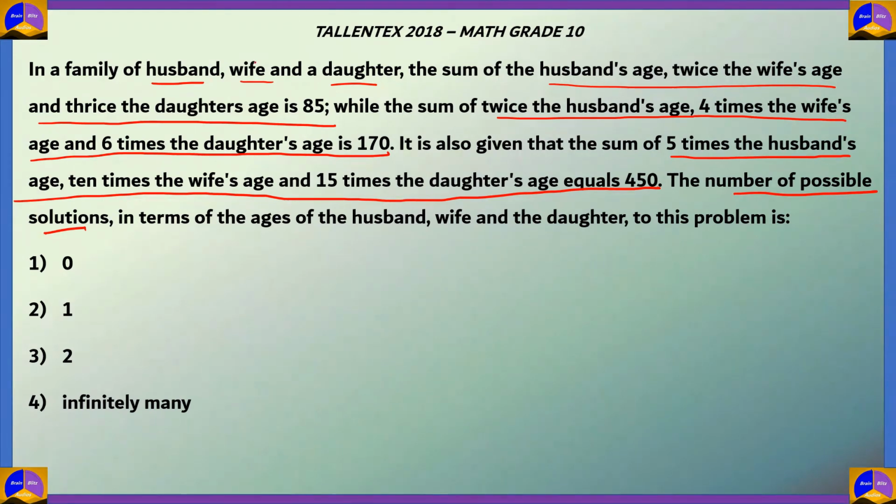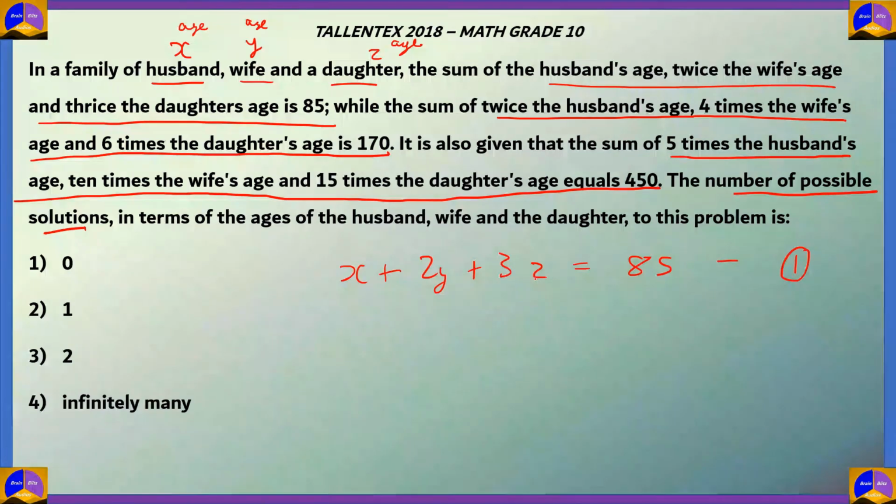Now, this is a linear equation in more than one variable. So first of all, let's define our variables here. So we have x as the age of the husband, y as the age of the wife, and z as the age of the daughter. Now the first equation is husband's age, twice the wife's age, and thrice the daughter's age is 85. So that means x plus 2y plus 3z gives us 85. Let's consider this as equation 1.